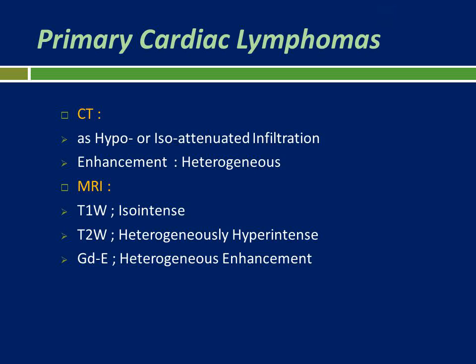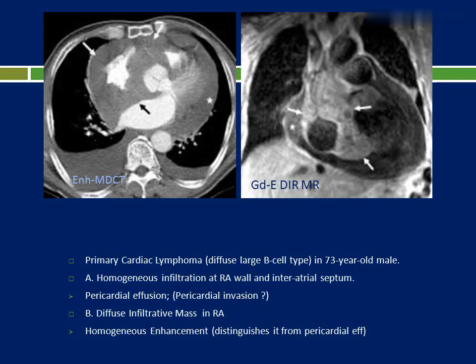Primary cardiac lymphomas. CT: hypo- or iso-attenuated infiltration. Enhancement, heterogeneous. MRI: T1W, iso-intense; T2W, heterogeneously hyperintense; GDE, heterogeneous enhancement. MDCT. Primary cardiac lymphoma, diffuse large B-cell type, in a 73-year-old male.